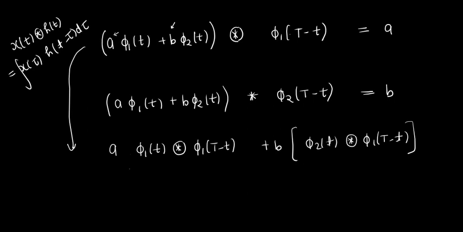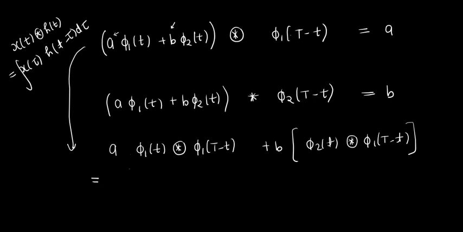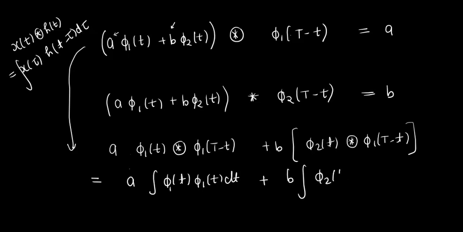Now, we will prove it later. I would just write this, that this is the same as the integral of a phi 1 t into phi 1 t dt, from zero to capital T. So this convolution is the same as this. The proof we will do later.